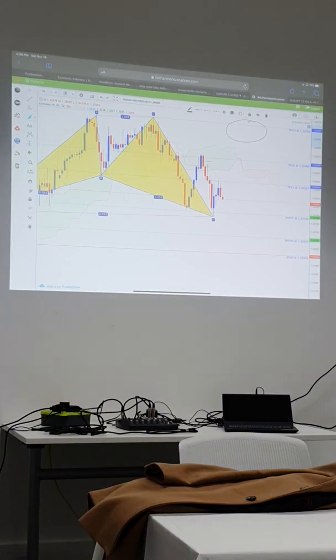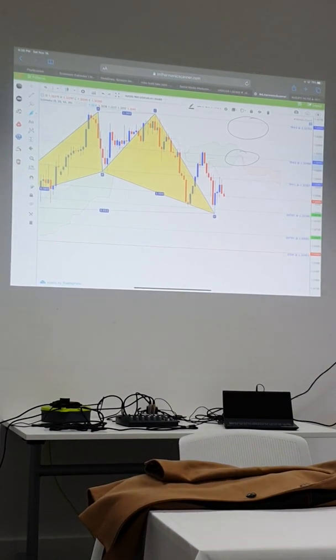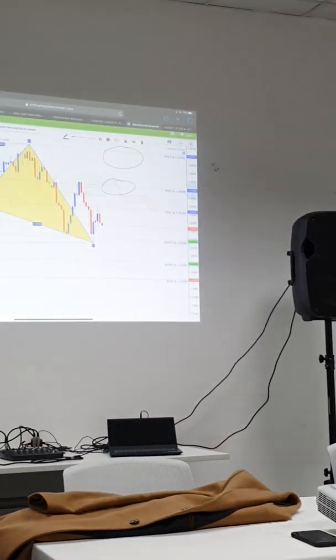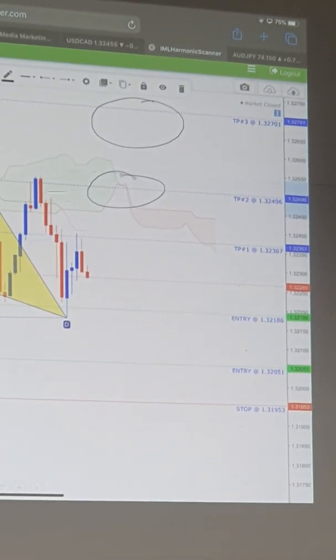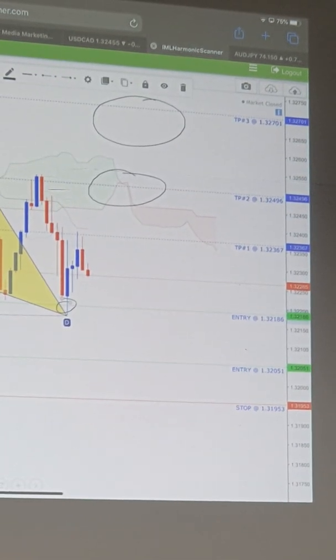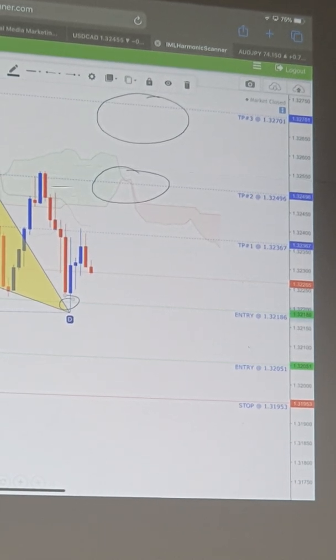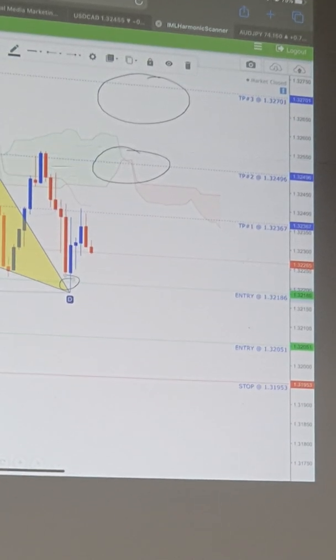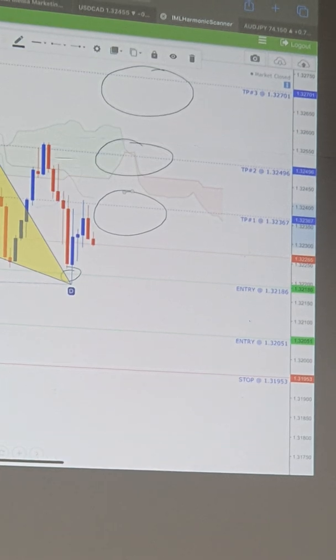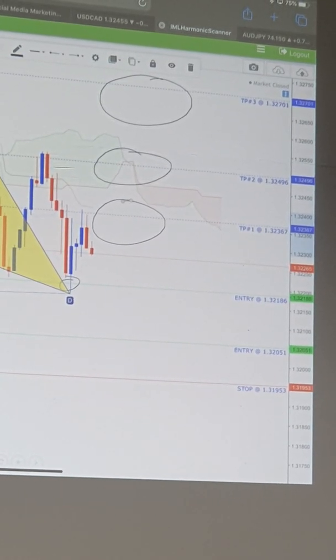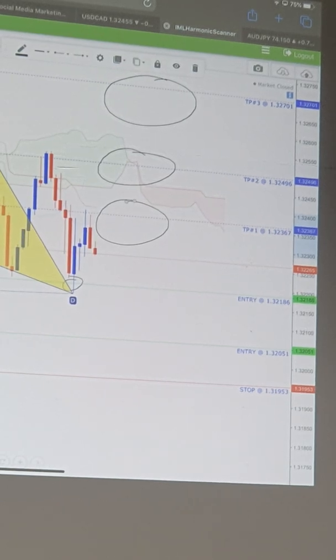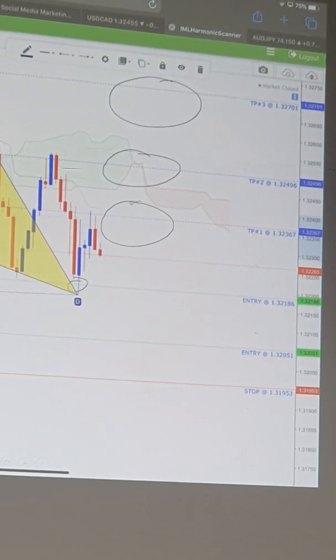So now TP2. Where's TP2 at? Would you go for TP2? No, probably not. So if you actually took this buy when they called it here, what would be your safest take profit? TP1, take profit one. Did it hit take profit one? Yes. That's it. Like that is it.